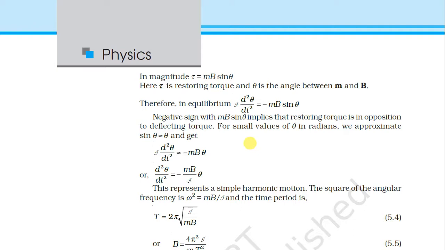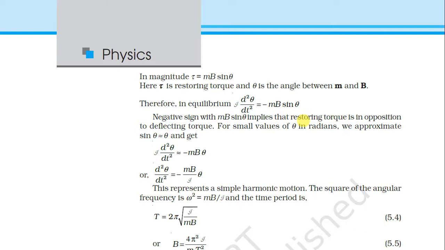So see here, therefore in equilibrium I d²θ/dt² = −MB sin θ. The negative sign in MB sin θ implies that the restoring torque is opposite to the deflecting torque. For a small value of θ in radians, we approximate sin θ ≈ θ and get I d²θ/dt² = −MB θ, or d²θ/dt² = −(MB/I) θ.